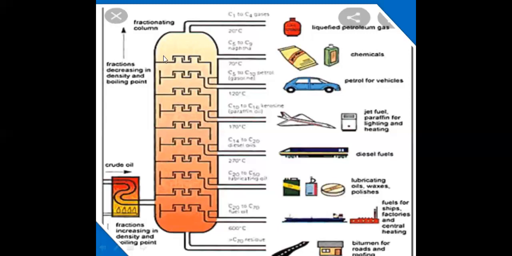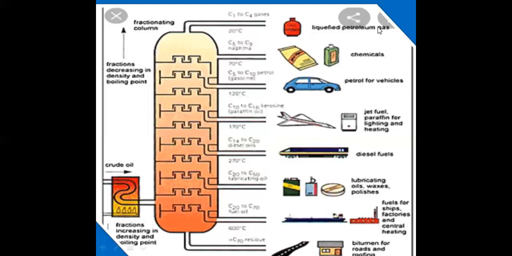After LPG, naphtha is collected. After naphtha is gasoline, which we call petrol. After petrol we have the paraffin oil. Then we have diesel oil, which is used for big or heavy automobiles. After diesel oil is lubricating oil, and then fuel oil, and then the last one is the residue which is left behind, and that residue is used to build roads and roofs.